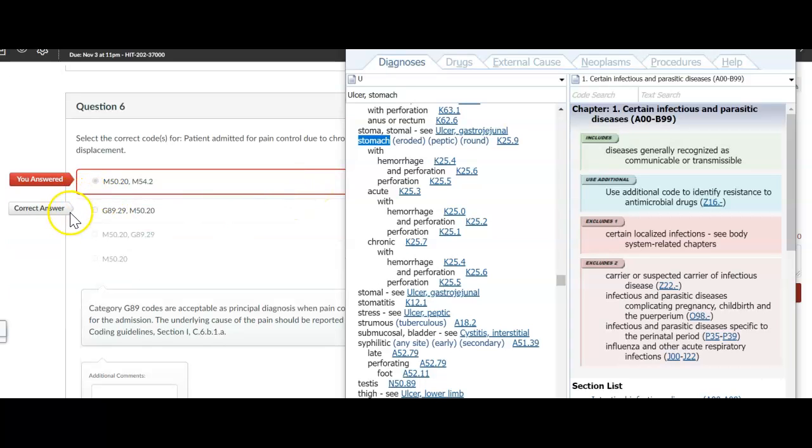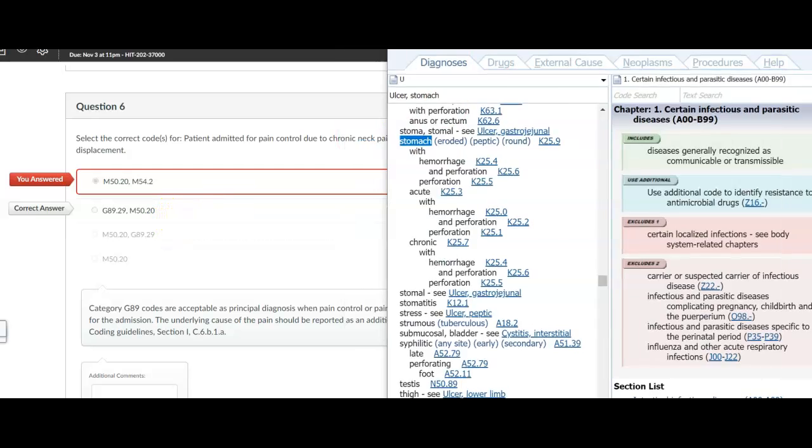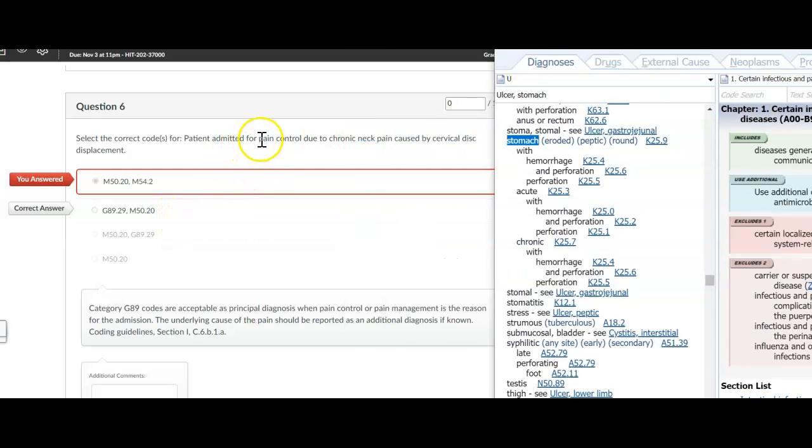This one, students, quite a few had wrong. With this one, we want to make sure that for the pain control due to the neck, your G89 codes are acceptable as principal diagnosis when pain control or pain management is the reason for admission. So make sure you look at the coding guideline, but our G code for the pain needs to be listed first.